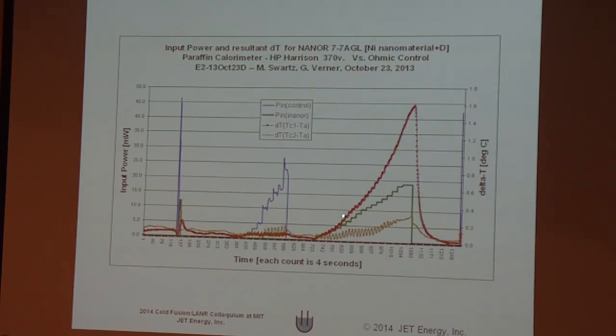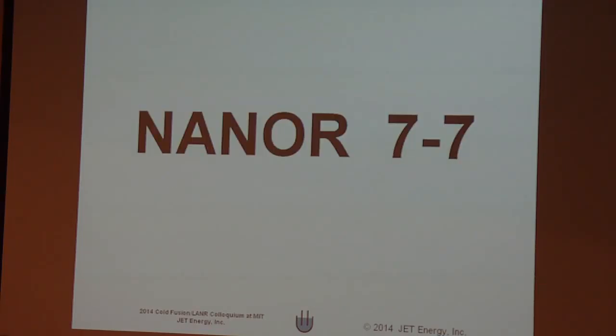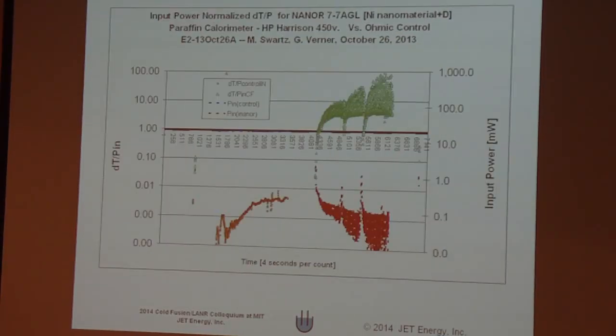Here's our output. Here's the input to the nanor. Here's our output. These are far away detectors. And that's what we see here. Here's our input power normalized. This is the same 177. So here's our input power here, input power here. This will be our ratio. And yeah, that's log, so we're more than an order of magnitude here. That's 7.7.